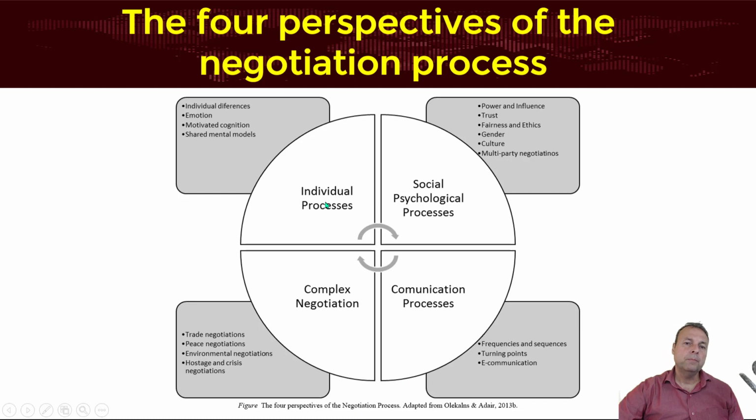As you can see here, process and negotiation are addressed, but also individual processes such as individual differences and emotions, for instance; social psychological processes such as power and influence, and trust; communication processes, such as frequencies in communication; and complex negotiation, like all kinds of negotiations that we know, such as trade negotiations, etc.